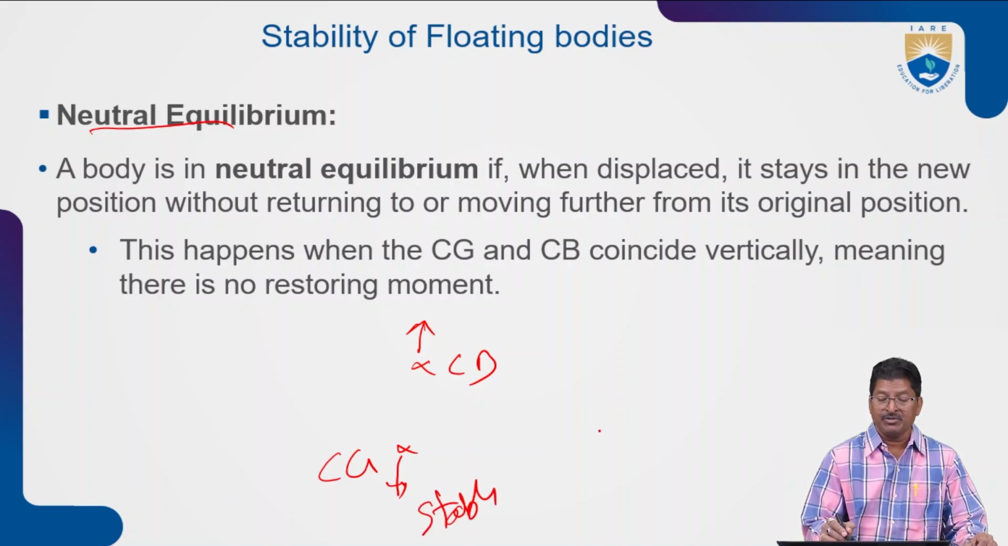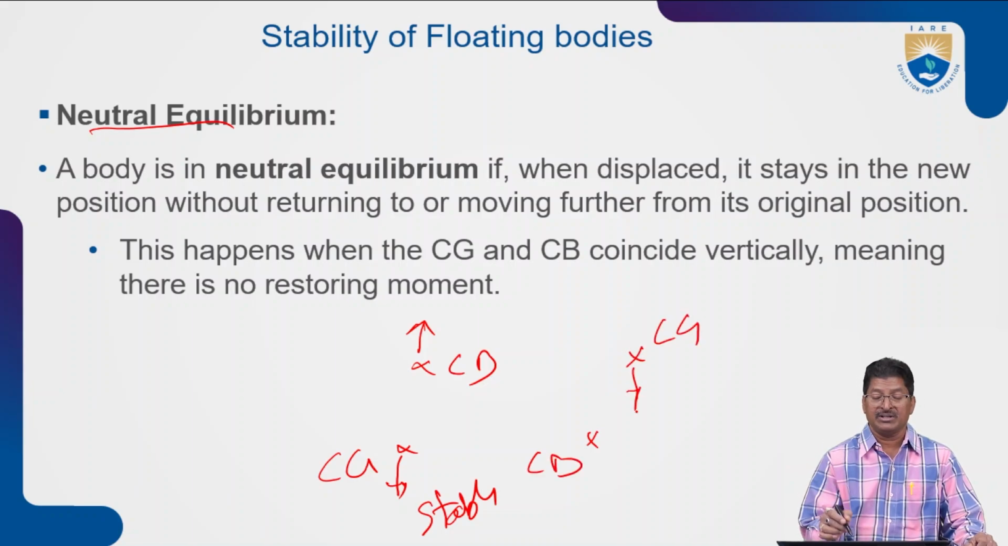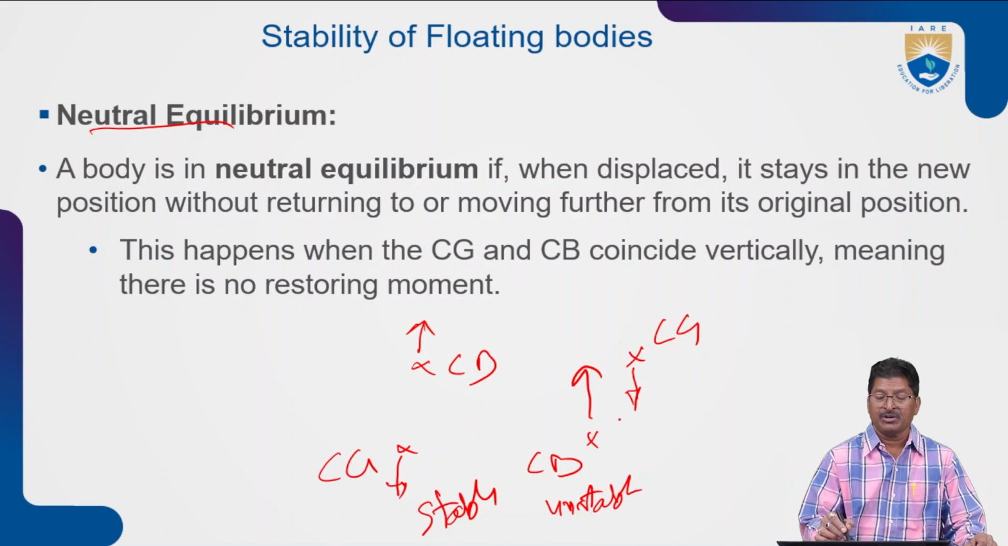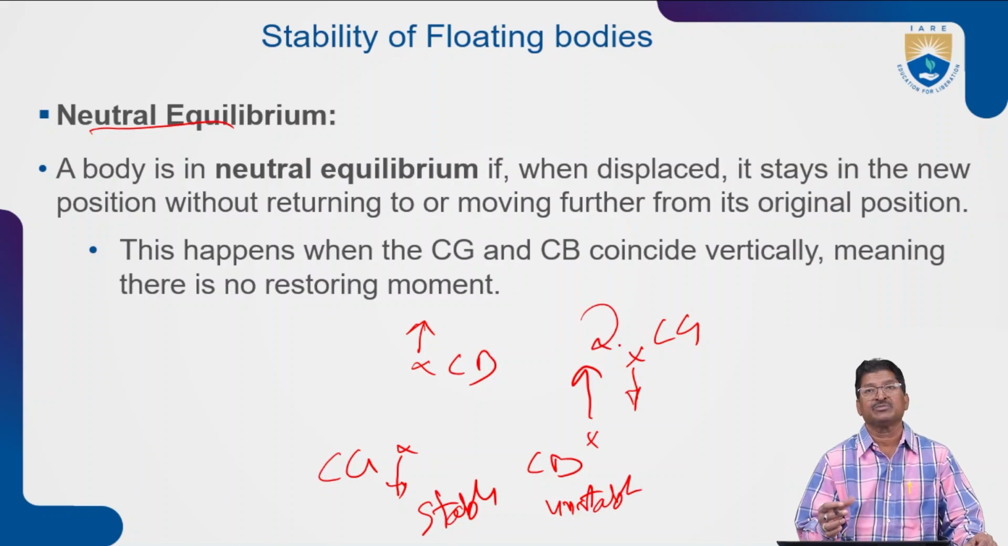Whereas if the center of buoyancy is here and the center of gravity is here, the center of gravity acts downwards and the center of buoyancy acts upwards, so it is unstable because a couple is formed, so the ship will sink.